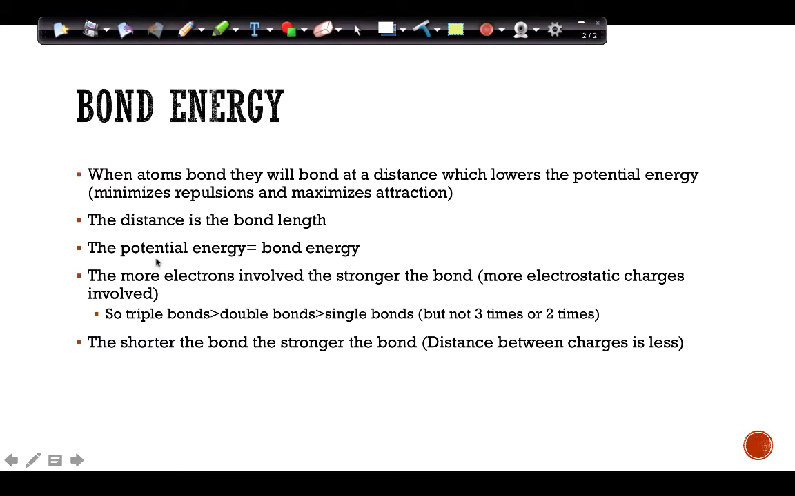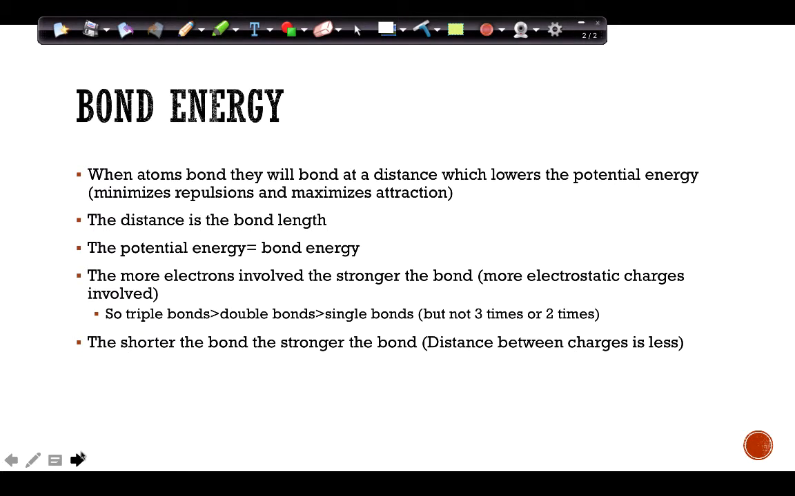Well, the amount of energy that we have in between those two atoms, the amount of potential energy, is equal to the bond energy. Now, the more electrons you have involved, the stronger the bond. So basically, if you have a triple bond or a double bond, you have more electrons, and those bonds will be stronger, but not necessarily 3 or 2 times. Now, something also to note is the distance. If you have a shorter bond, you have a stronger bond. And that's because of Coulomb's law. The distance between the charges would be less, which makes them more attracted, which makes the force of attraction greater.